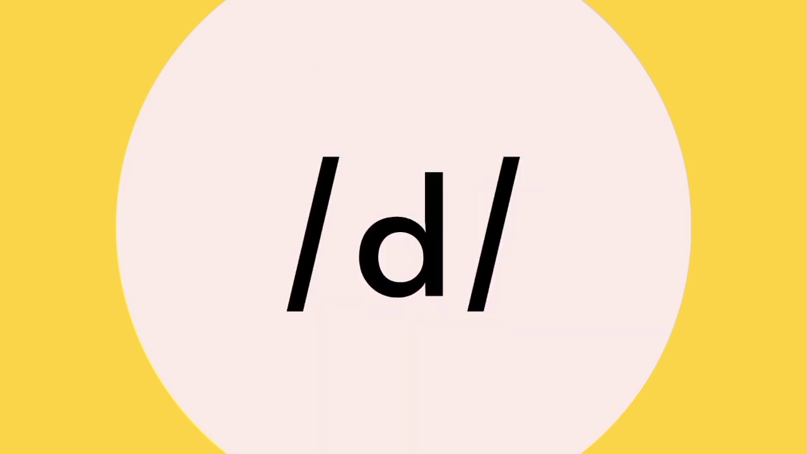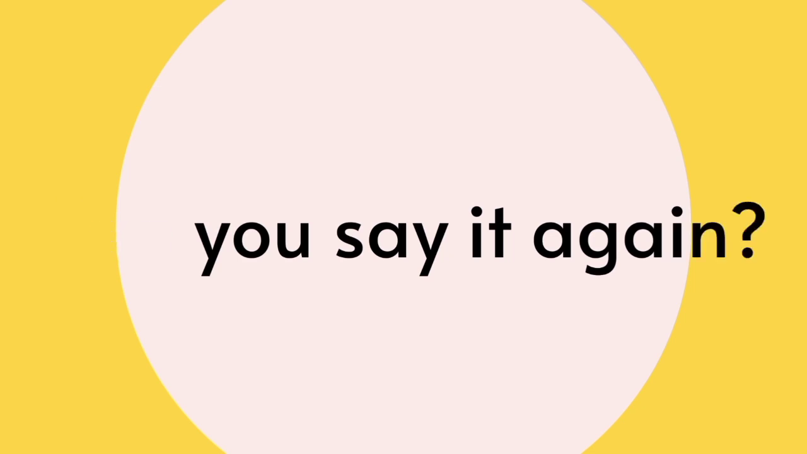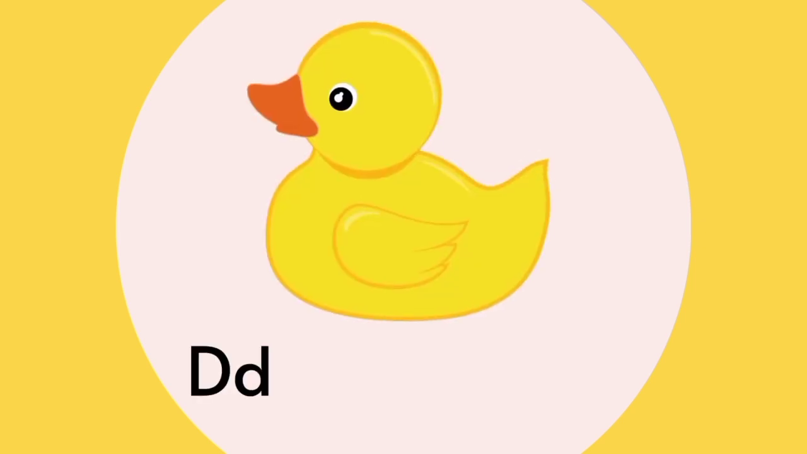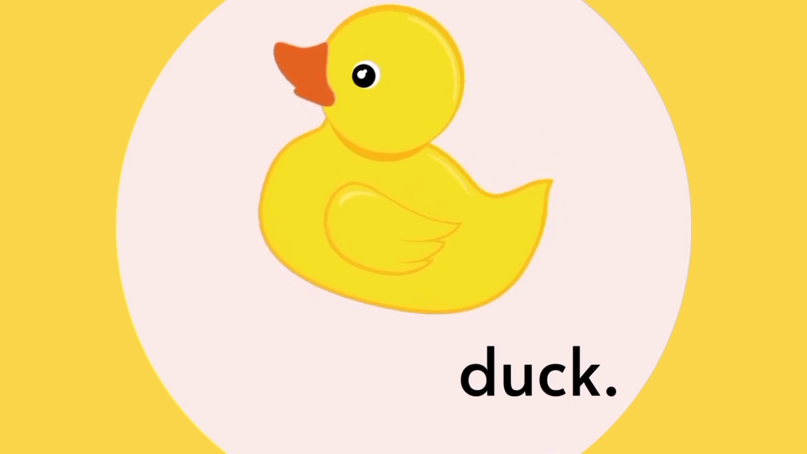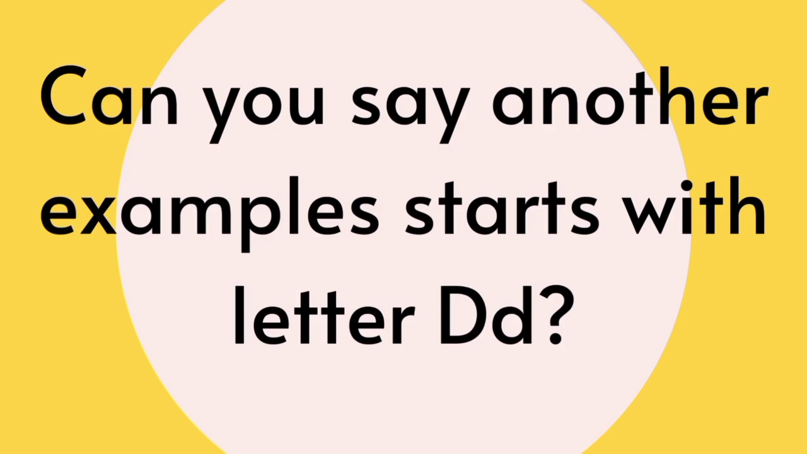This is letter D. The sound of letter D is D. Can you say it again? Very good. And D is for duck. Can you say another example that starts with letter D?